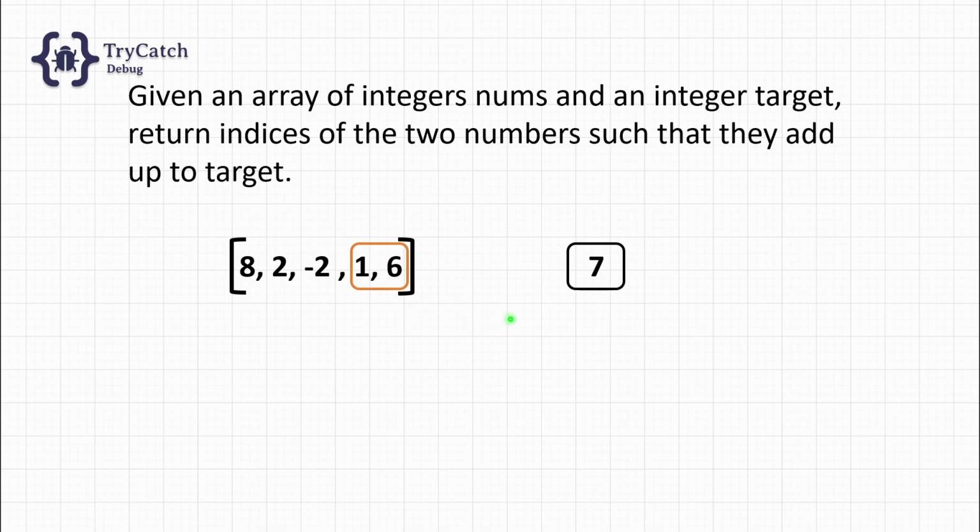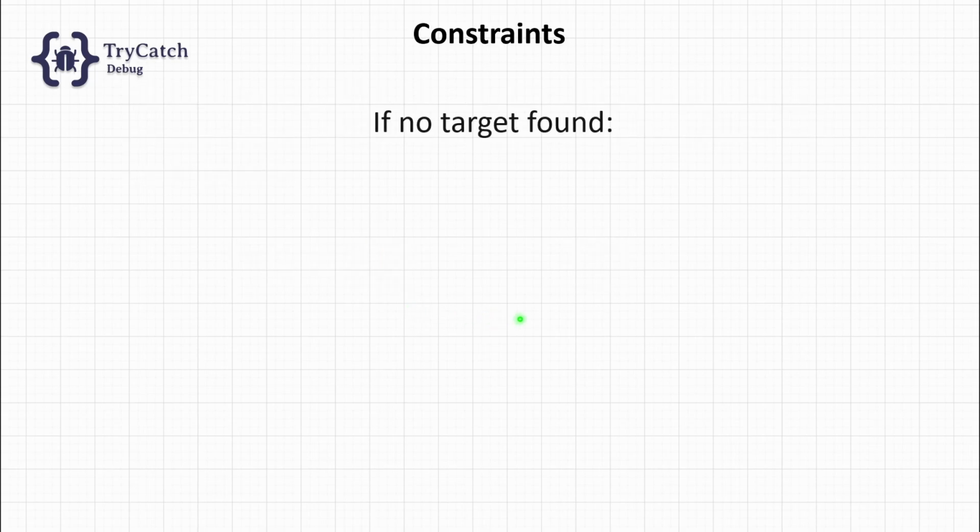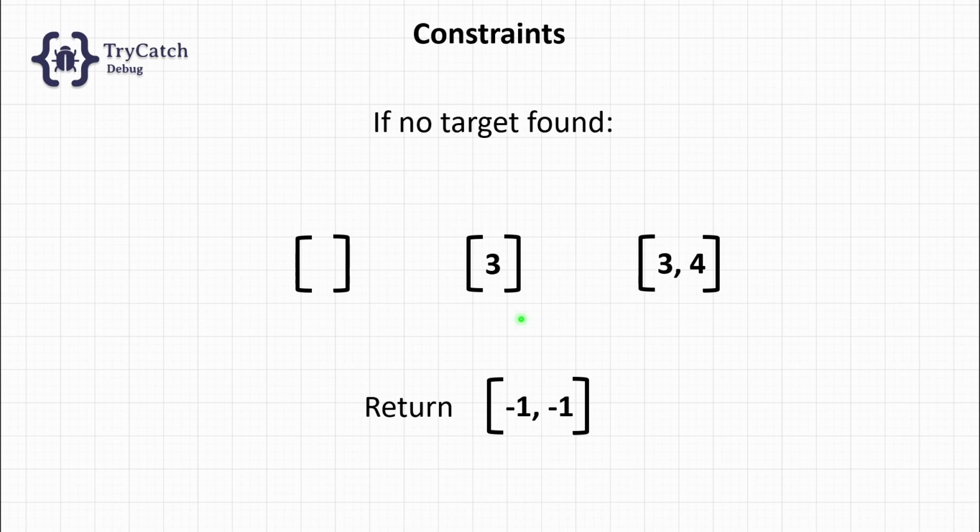There are certain cases that are not mentioned here. What if there is no pair that adds up to the certain target? The cases can be either the nums is empty, or the length of the nums is 1, or the length of the nums is more than 1 but there is no pair that adds up to the target. In this case, if the target is 8, then there is no pair. In these cases, we have to return -1 and -1 as a pair.